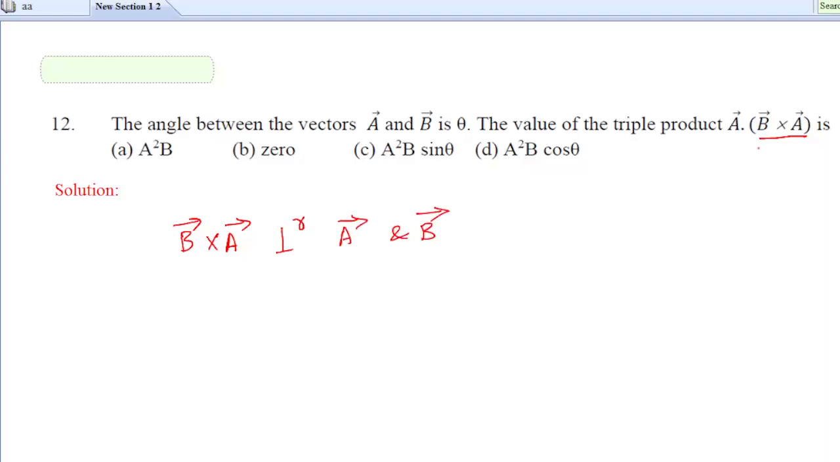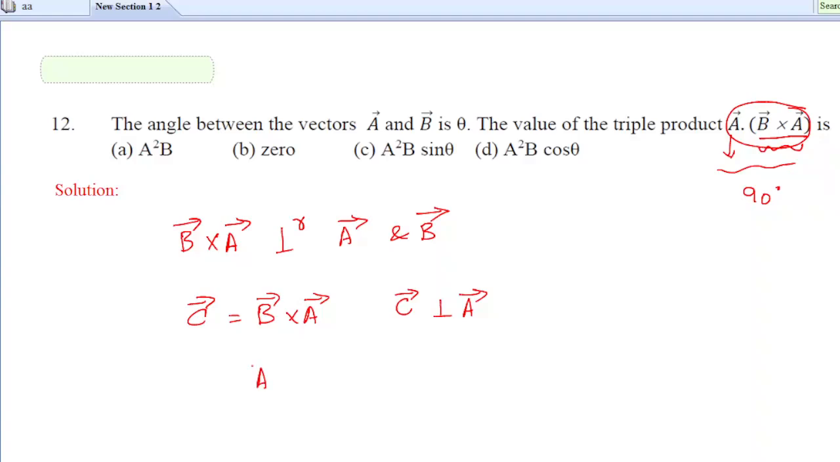Okay, so you know that the angle between this and A is 90 degree. B cross A, let's say C is equal to B cross A. Okay, now C is perpendicular to A. That is why vector A dot vector C has to be equal to 0. So in this case the right option is option B.